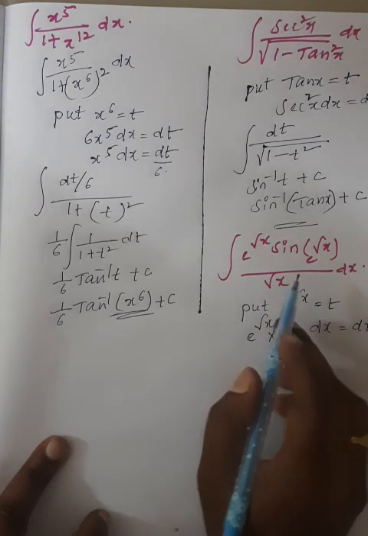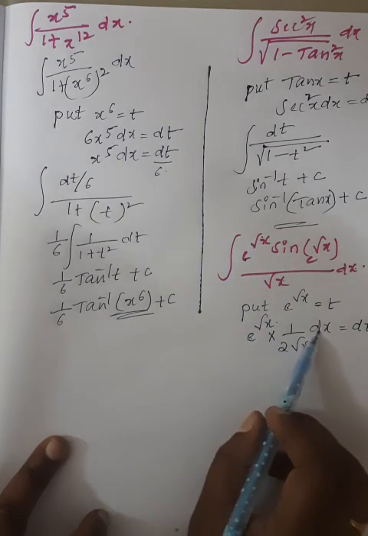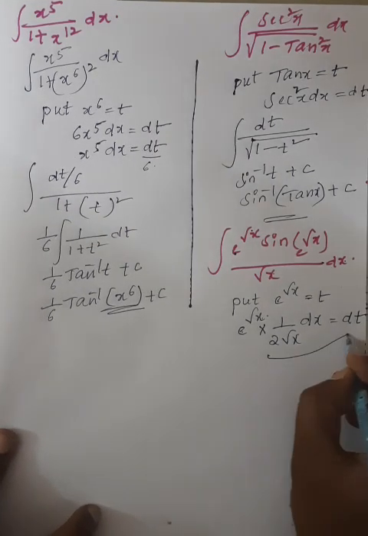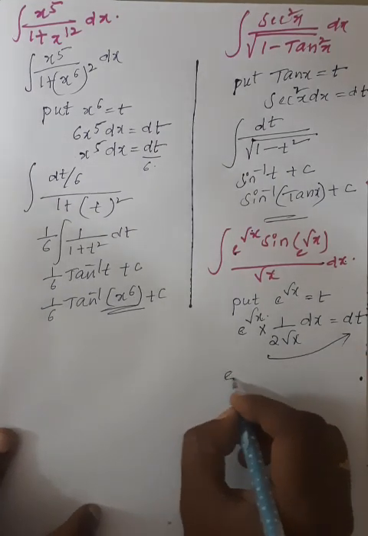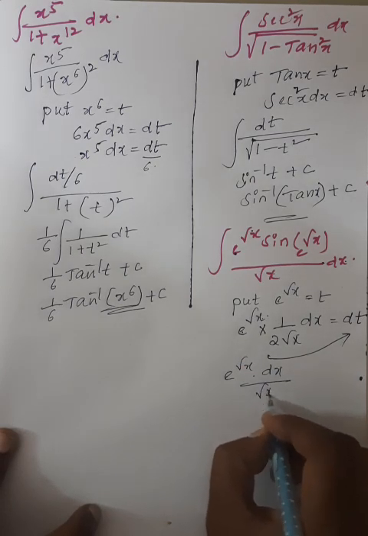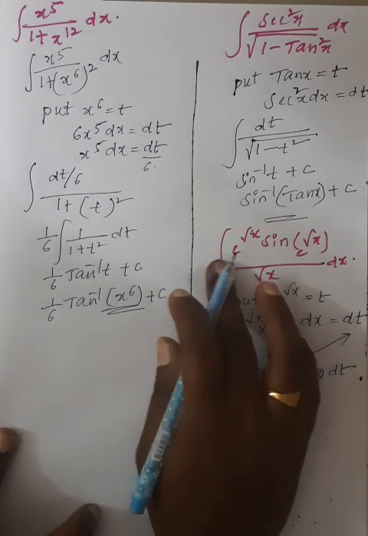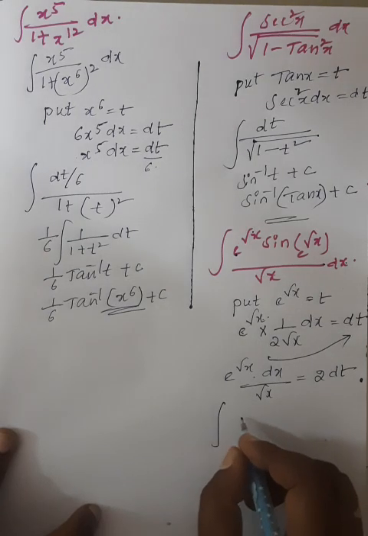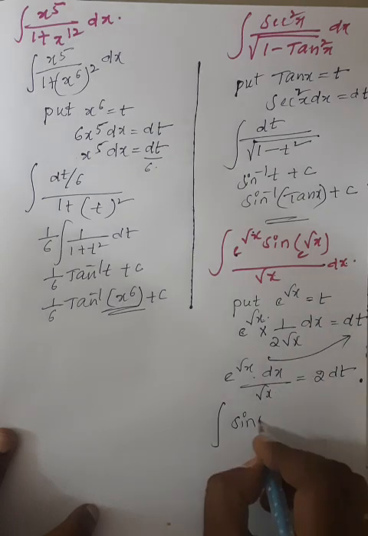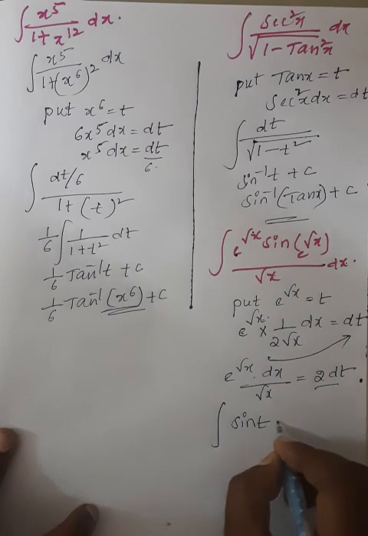So in the question you are having only e power root x dx by root x. Here 2 is getting extra, so we have to cross multiply this 2 to dt. So e power root x into dx by root x is equal to 2 into dt. Now substitute in the question, integration of sine e power root x as t, sine t, e power root x into dx by root x as 2 dt. So 2 dt.